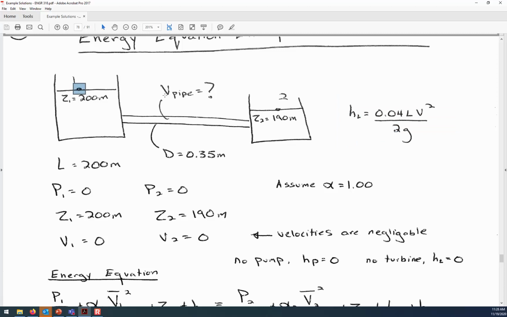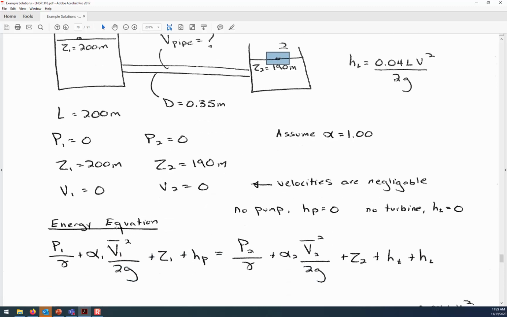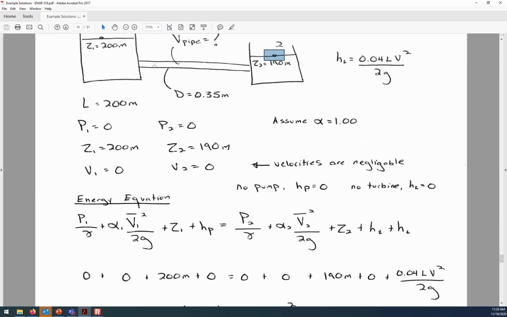And so what we're assuming by setting location 1 at the top of the water surface and location 2 at the downstream water surface is that the pressure at both locations is 0, the elevation at both locations is 0. That's going to really simplify the energy equation quite a lot. The velocities are negligible, even if the water level is going down ever so slightly, even if it's not strictly 0. And since there's no pump and no turbine, here the energy equation is going to have both of those terms canceled out.